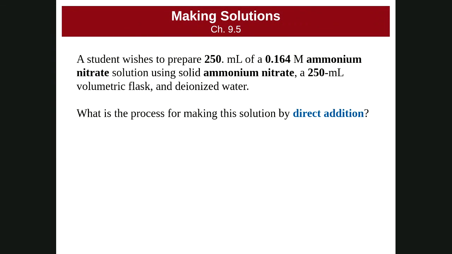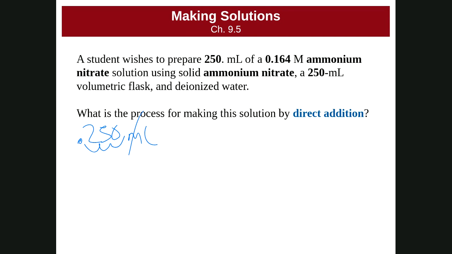All right, so a student wishes to prepare 250 milliliters of a 0.164 molar ammonium nitrate solution using solid ammonium nitrate in a 250 milliliter volumetric flask. So what is the process? So let's see. We're going to have 250 milliliters of solution, which is mostly 250 milliliters of water plus our solid. So if we have 250 milliliters, I'm going to move my decimal point. That's the same as 0.25 liters.